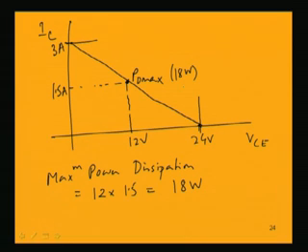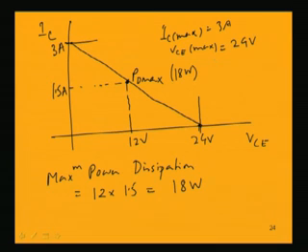So, here we are getting all the ratings of this power transistor. The ratings are IC max is 3 ampere, VCE max is 24 volt and PD max is 18 watts. So, this is the safe operating area bounded by this.